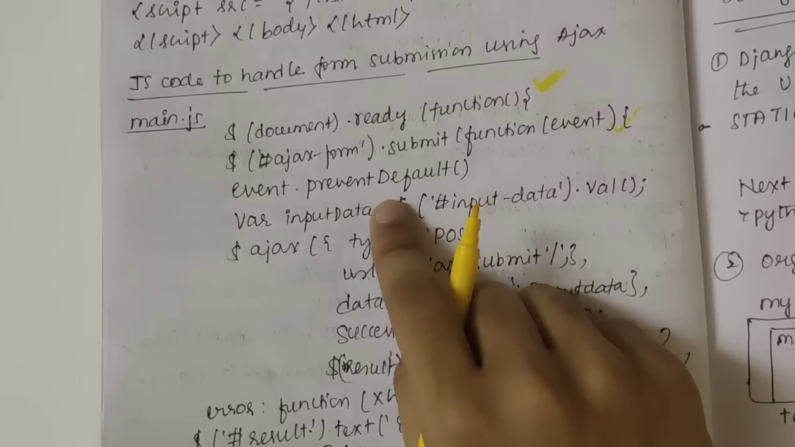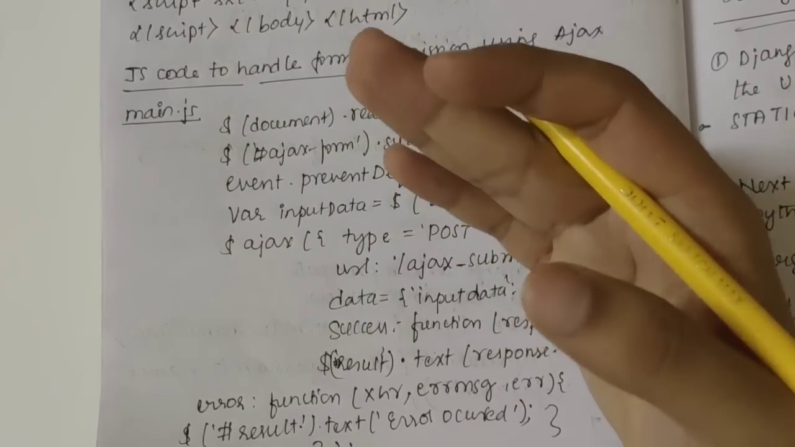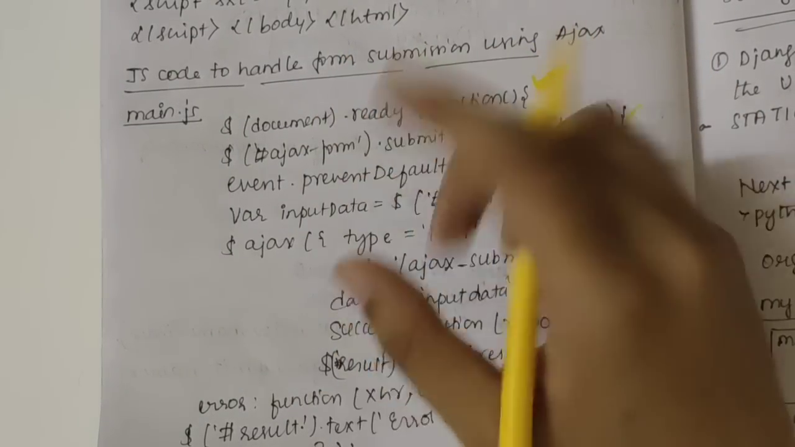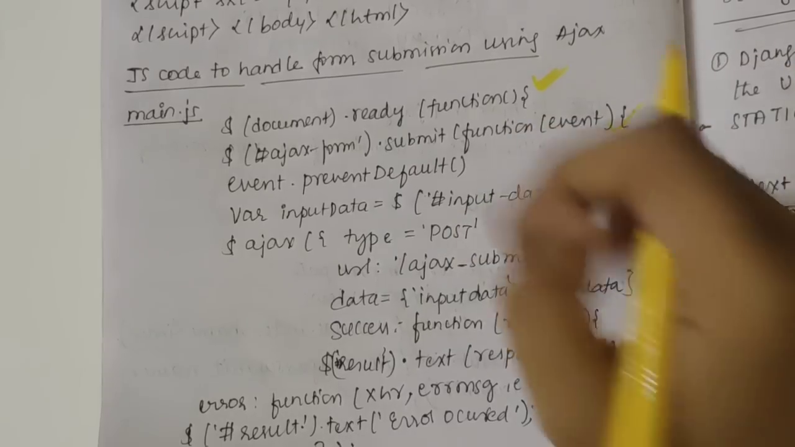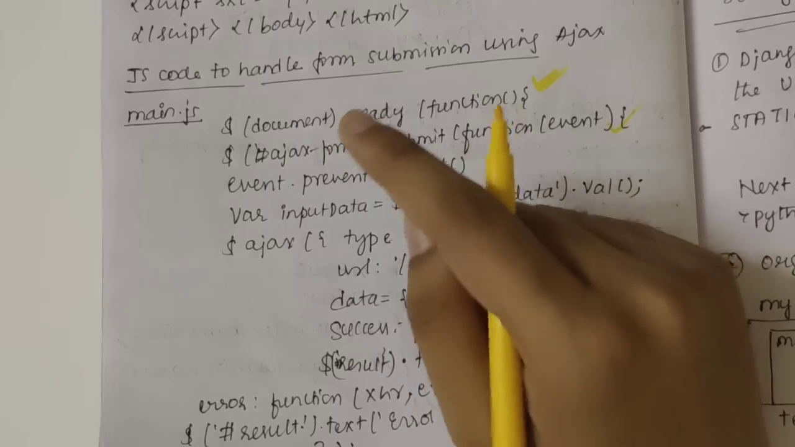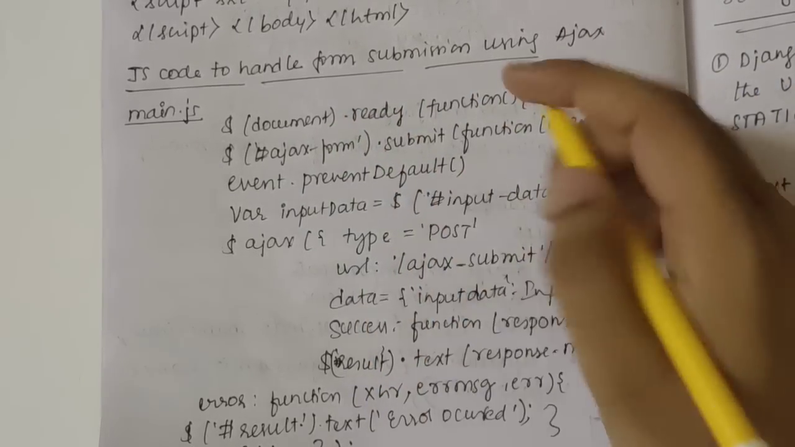Next, event.preventDefault. Event.preventDefault means, if we look at normal forms, once I make any change, the page will reload and then the changes would be reflected. But here I want it to take effect asynchronously. So to prevent the default form behavior, I'll be making use of event.preventDefault.